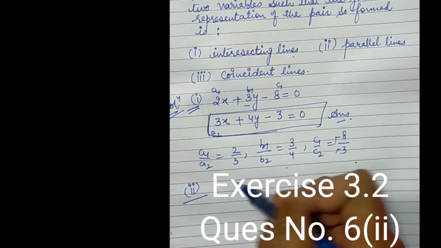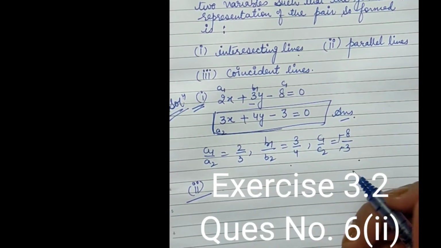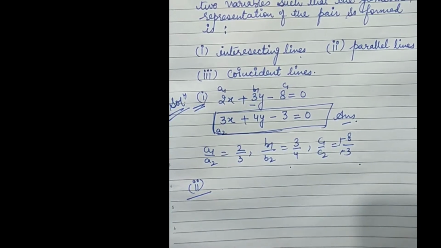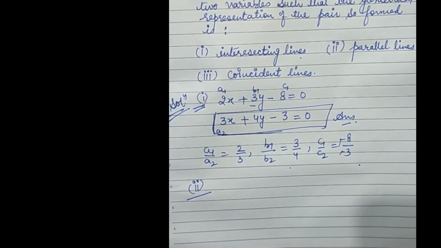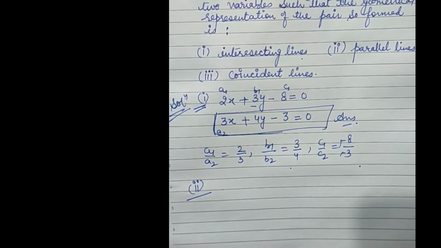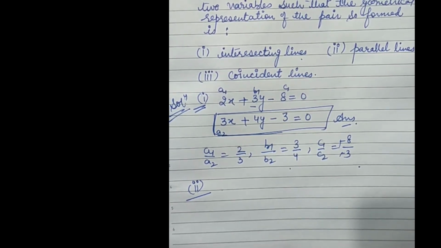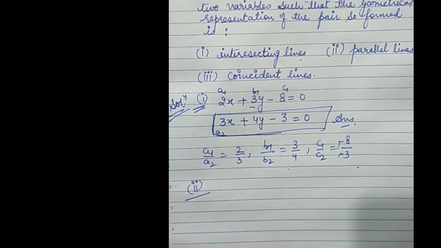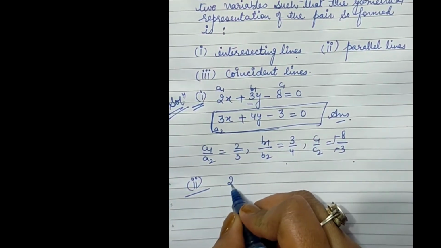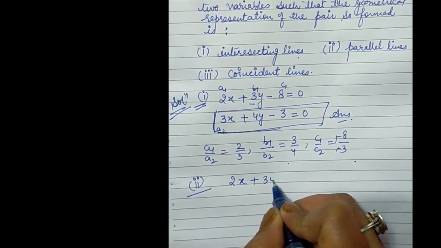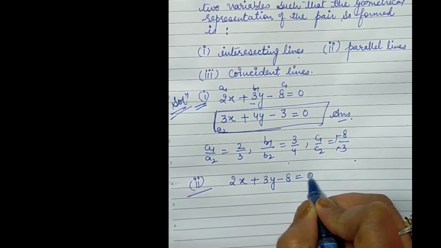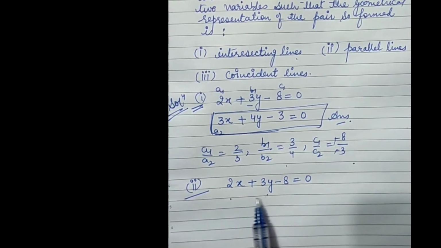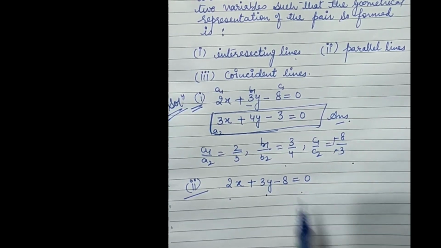Now the second part, parallel lines. When will the lines be parallel? When there is no solution, because we know that parallel lines will never meet, and if they never meet, that means there is no solution. And there is no solution when the first two ratios are equal and the third ratio is not equal. The given equation was 2x plus 3y minus 8 equal to 0. Now I have to write the equation in such a way that two of the ratios are the same, but the third ratio is not the same.